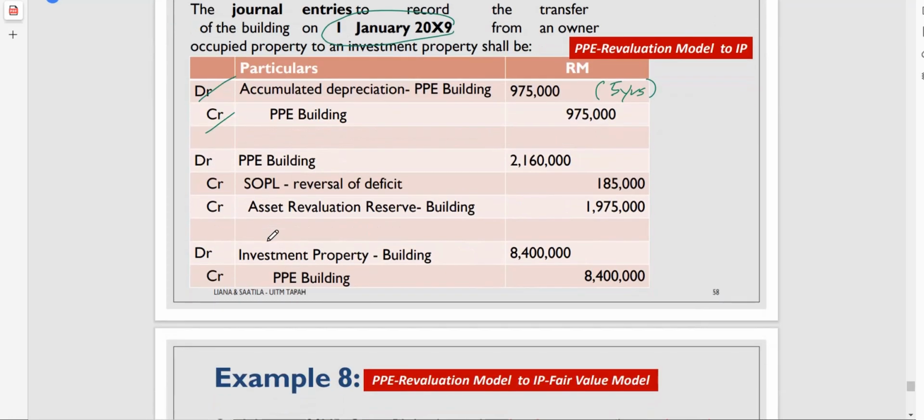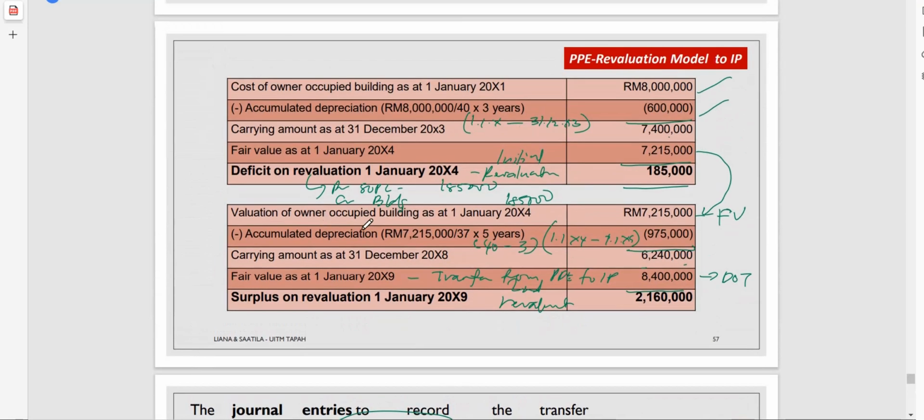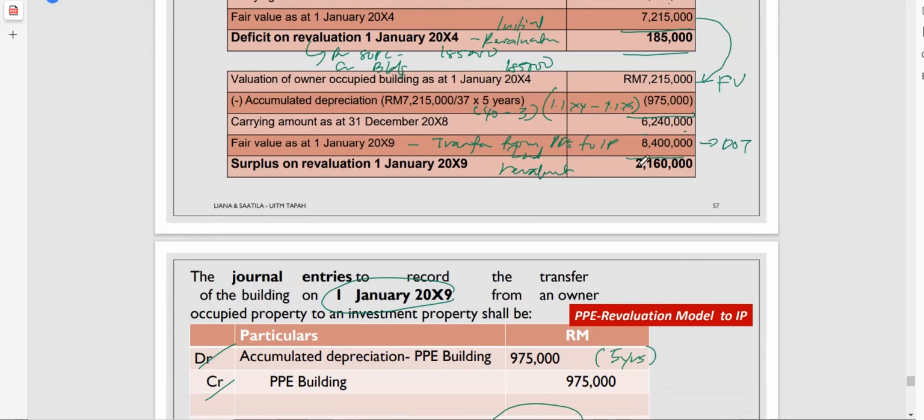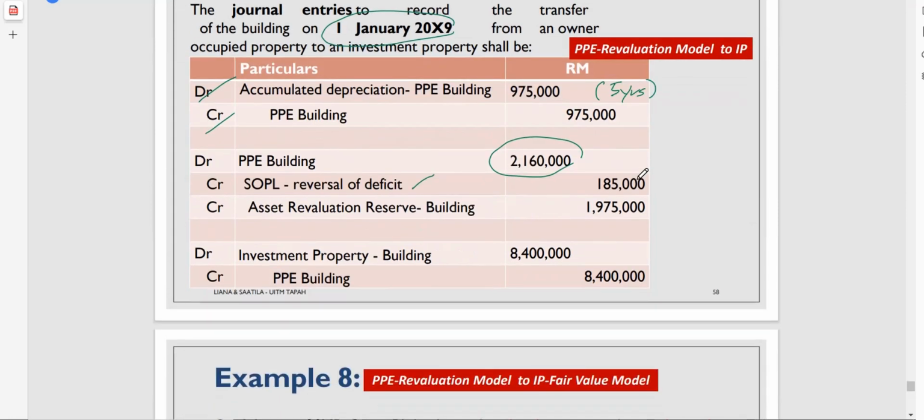The second one is to record the revaluation surplus. Remember, the rule under MFRS 116 is that you need to first do the reversal of deficit. So the total surplus was 2,160. The surplus first would have to be reversed against the deficit of 185, and the remaining will then be credited to the asset revaluation reserve of that particular building, and this is the one that was credited under ARR of that particular building.